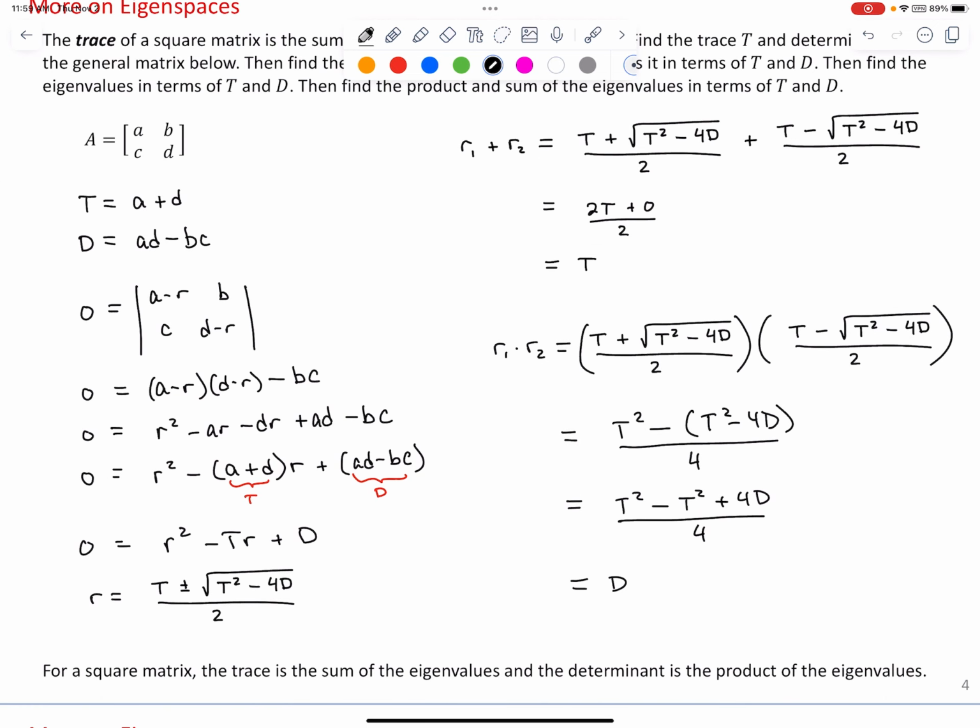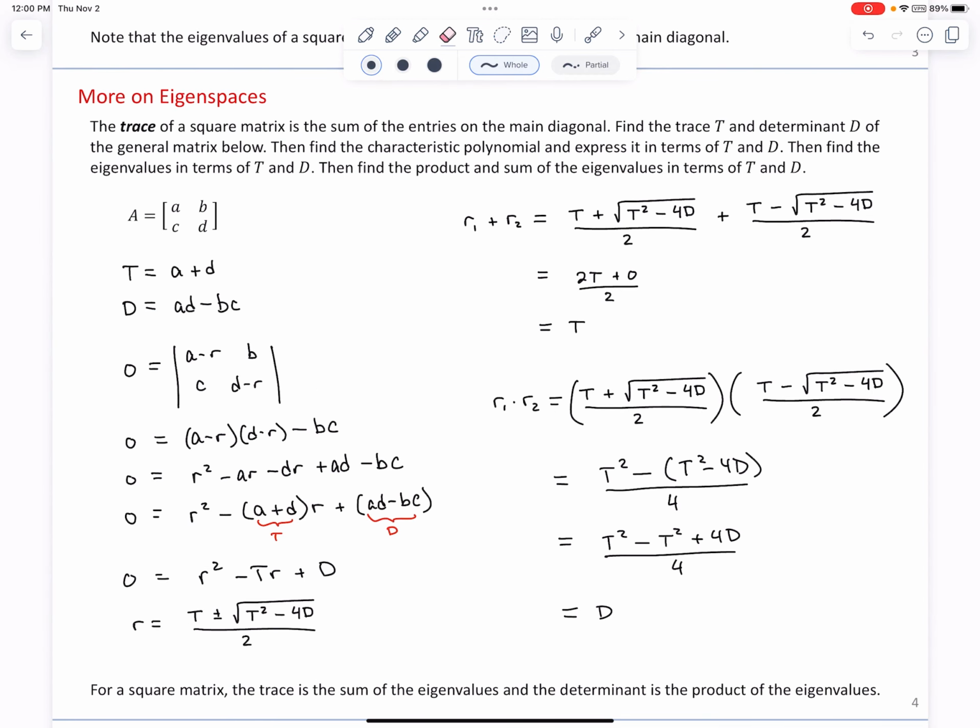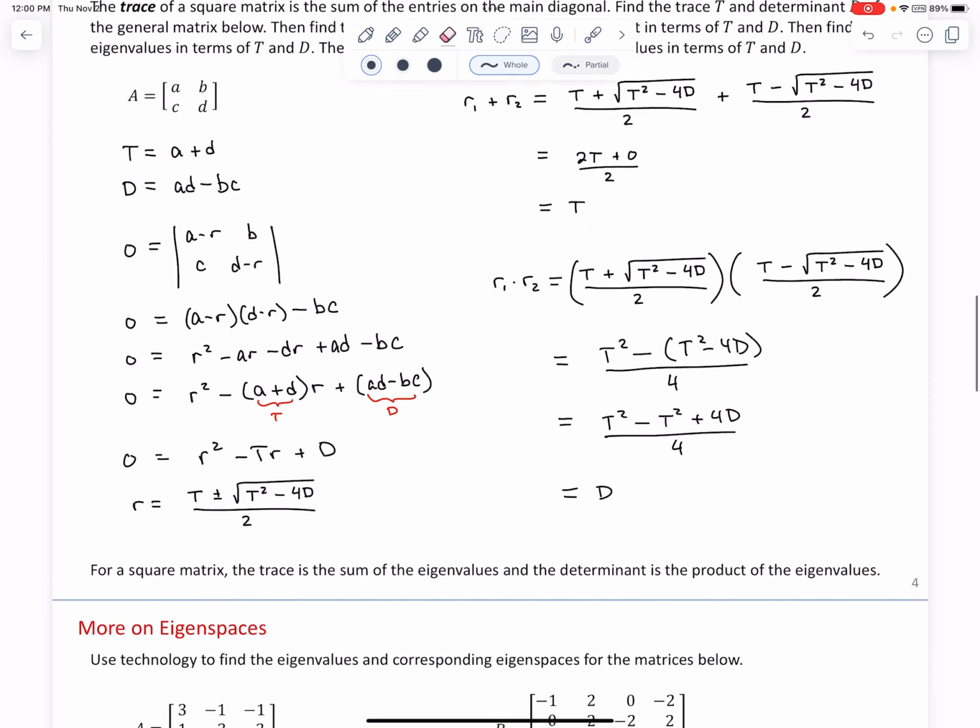So this is rather remarkable too, that the product of the eigenvalues will be equal to the determinant of this 2 by 2 matrix. Now what's fascinating is that these findings generalize. Reading here, for a square matrix, it doesn't matter how large it is, the trace is the sum of the eigenvalues, and the determinant is the product of the eigenvalues. We've proven it for the 2 by 2 case, but moving forward, these relationships will be true for any square matrix. Okay, let's go to the next page.